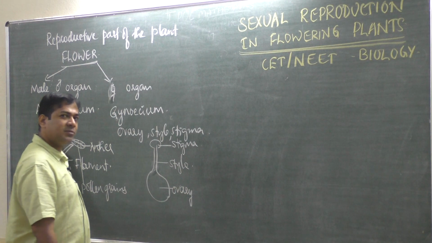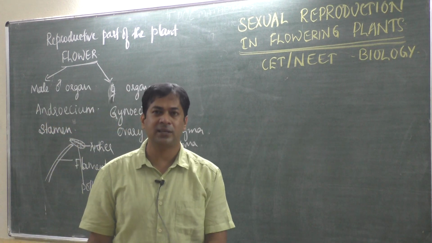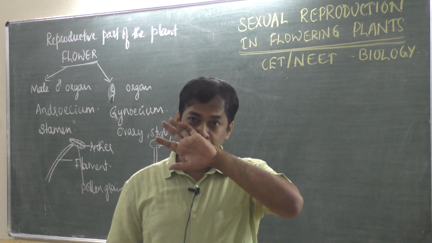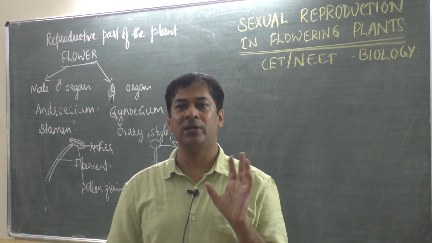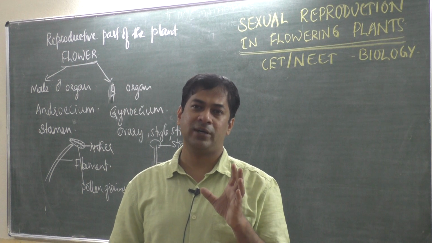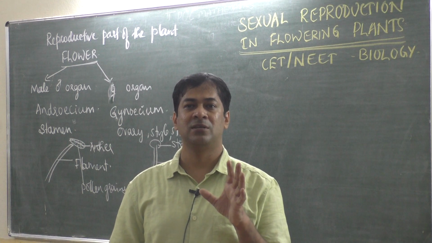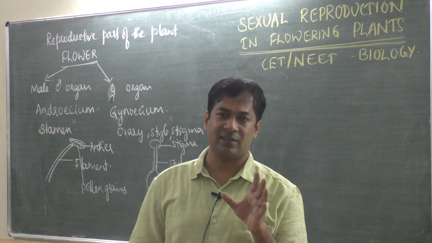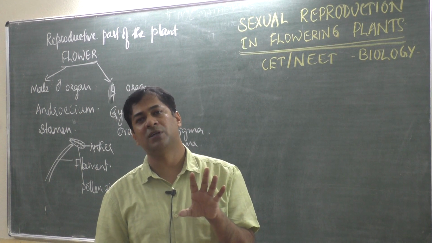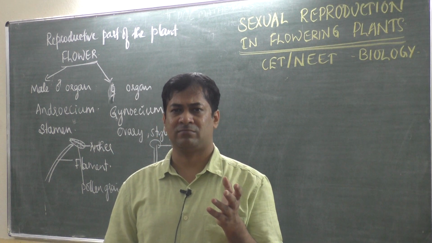So a flower contains androecium, the male reproductive part or stamen, or sometimes it is a bisexual flower. Unisexual flower means it contains either only the male reproductive part or only the female reproductive part. If a flower has only androecium, only stamens, then it is called a male flower, or a staminate flower. Staminate means it contains stamens. If a flower contains only the female reproductive part, only gynoecium, then it is a female flower.